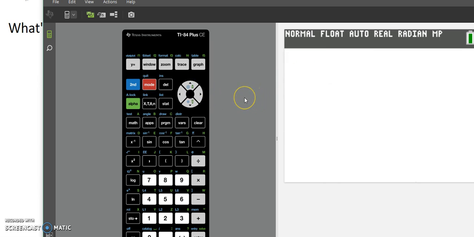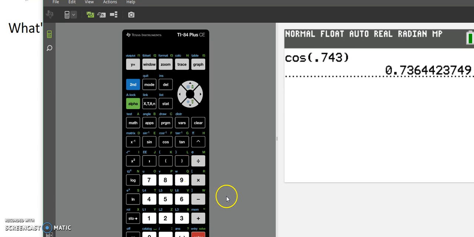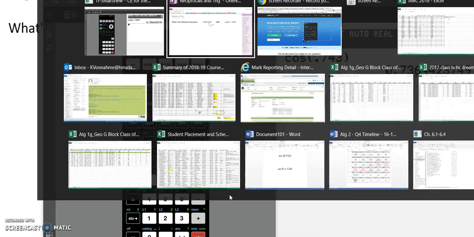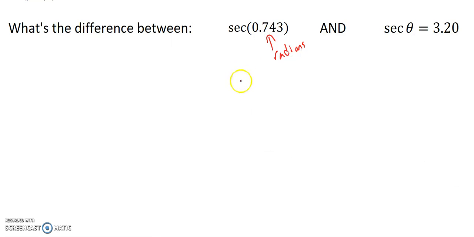I cannot find the secant of 0.743 radians directly, so instead I'm going to start by finding the cosine of 0.743 radians. And I get 0.7364. So the cosine of 0.743 is 0.7364.